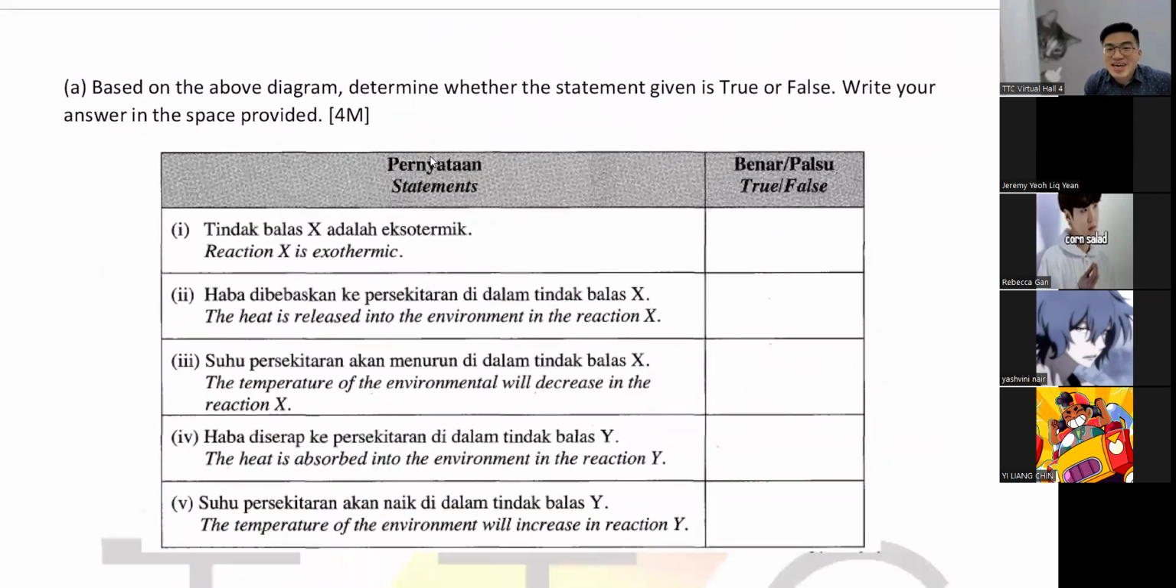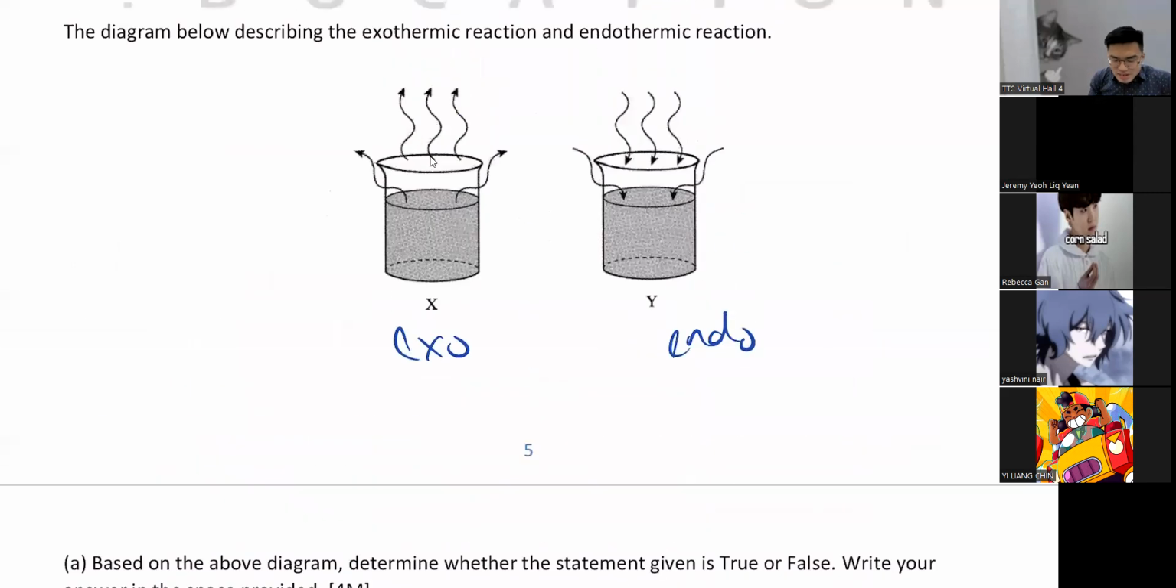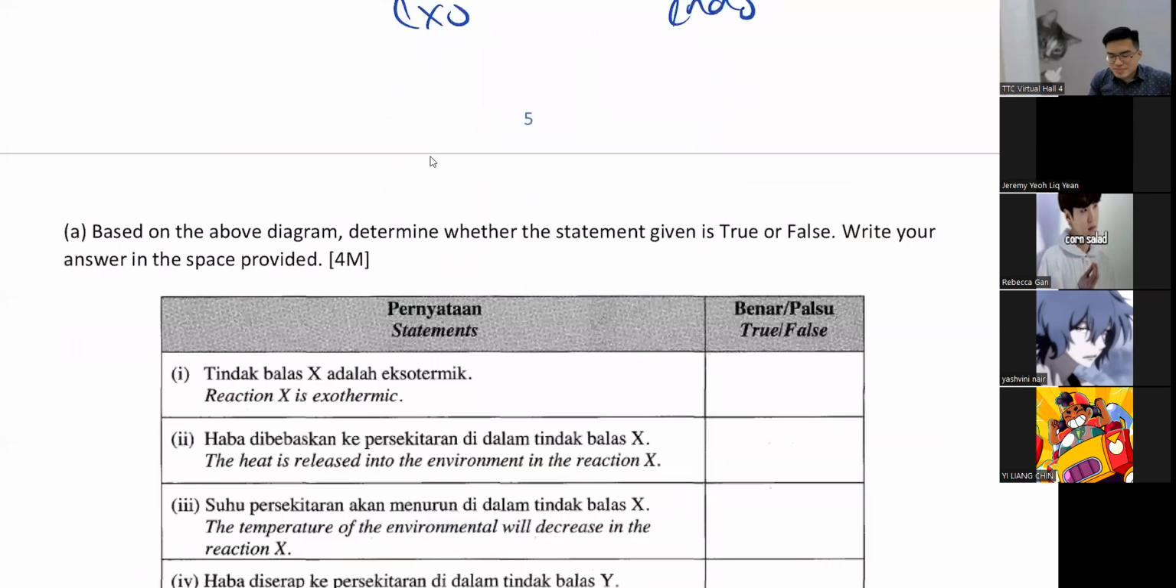Okay, so let's look at A. Based on the above diagram, determine whether it is true or false. So X is exothermic. X is exothermic, true.